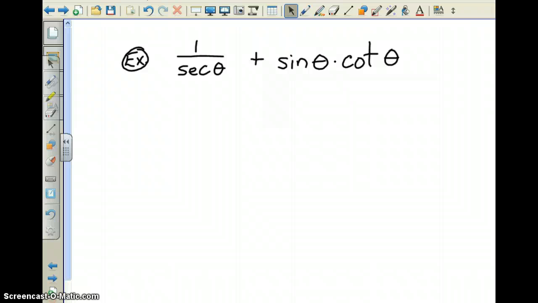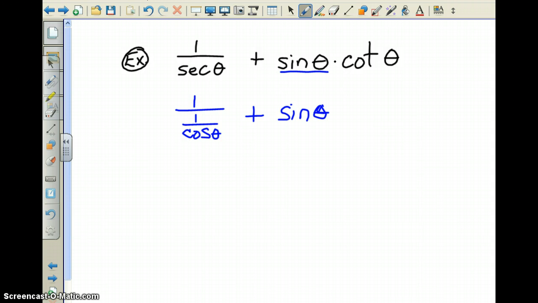Here's our last expression we're going to simplify. So again, this sine right here in the middle of this expression is fine. I'm going to leave that, but I'm going to change the other two trig ratios out. So 1 over secant will really be 1 over cos. I'm going to leave my sine theta sitting there. And then cotangent theta is the same thing as cos theta divided by sin theta.